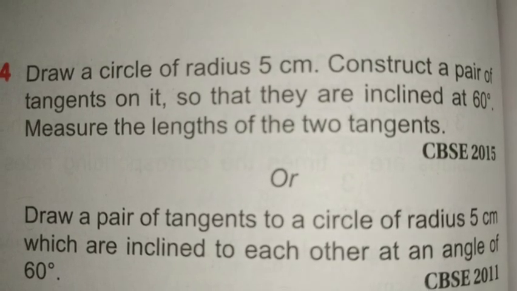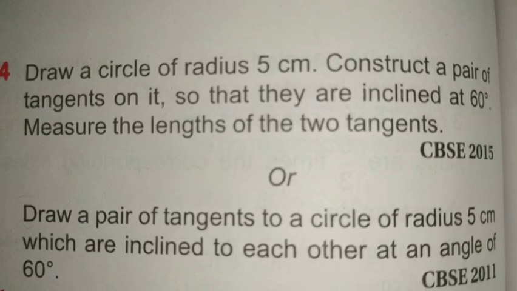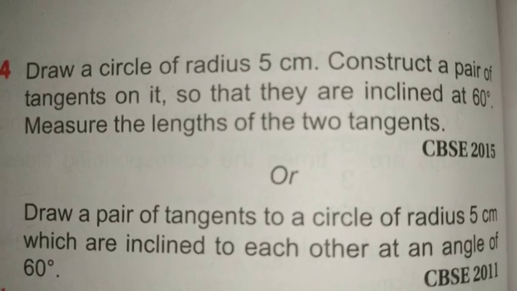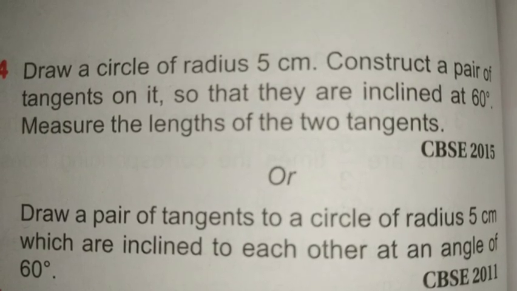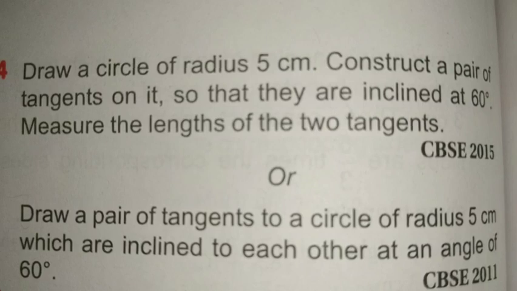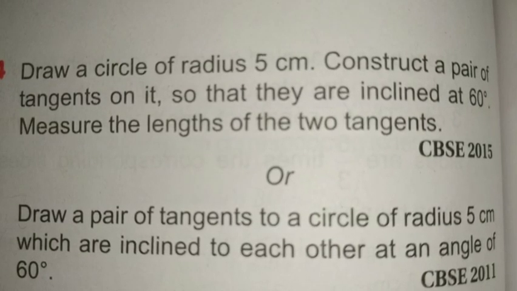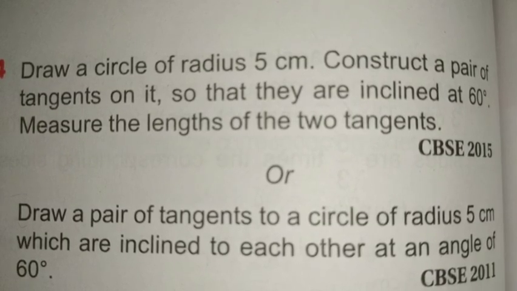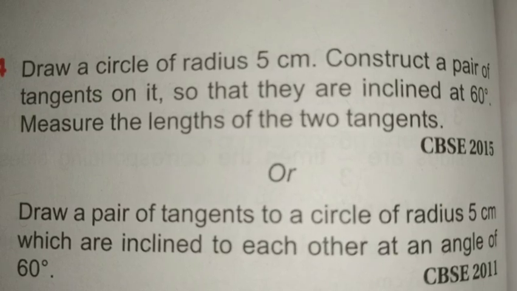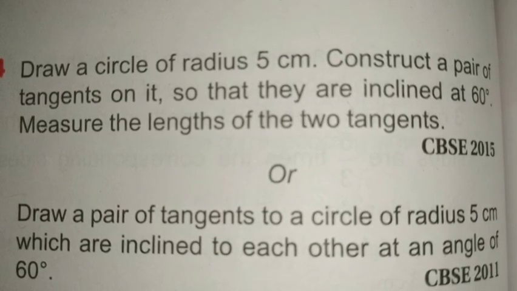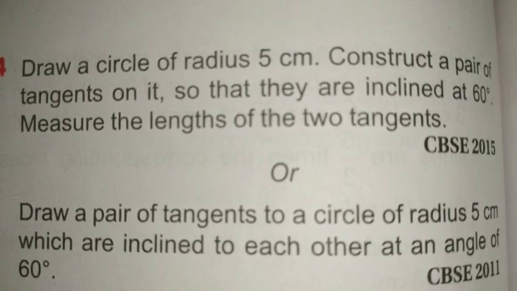So let's see this question. Draw a circle of radius 5 cm. Construct a pair of tangents on it so that they are inclined at 60 degrees. Measure the length of the two tangents. Or draw a pair of tangents to a circle of radius 5 cm which are inclined to each other at an angle of 60 degrees. Both questions are the same, only the statements are different. So we have to construct the question.